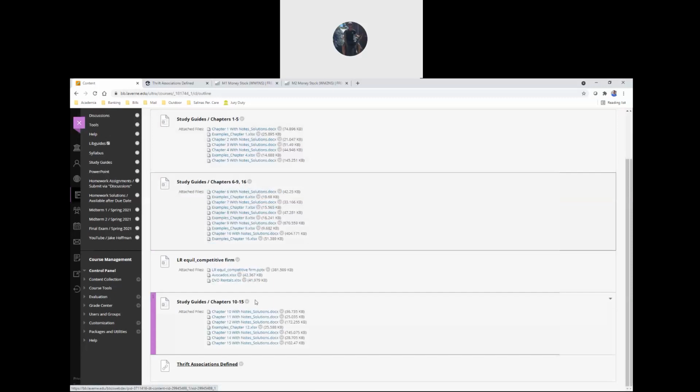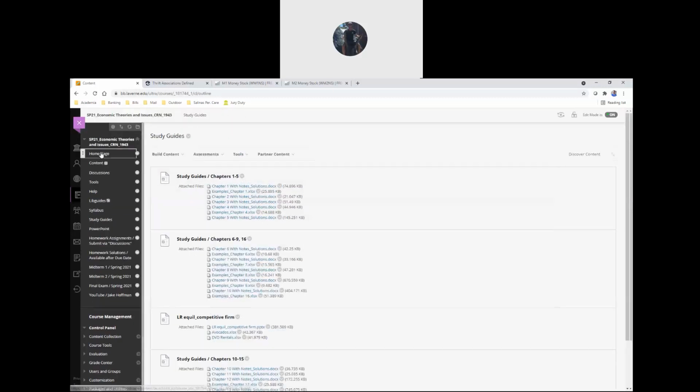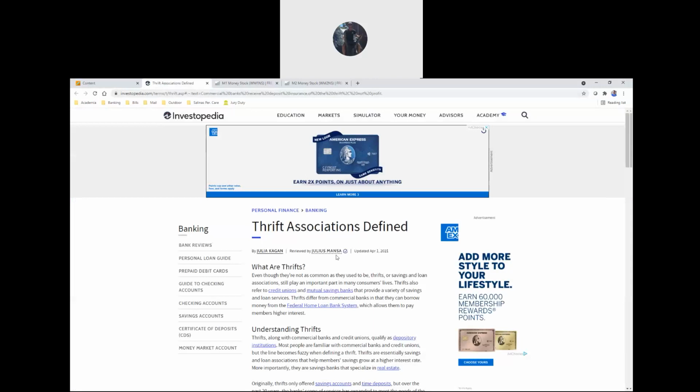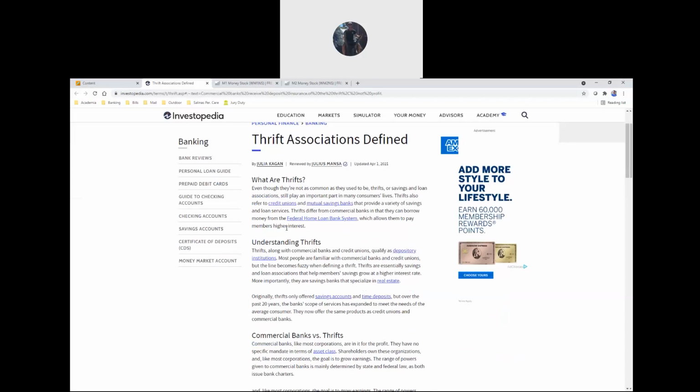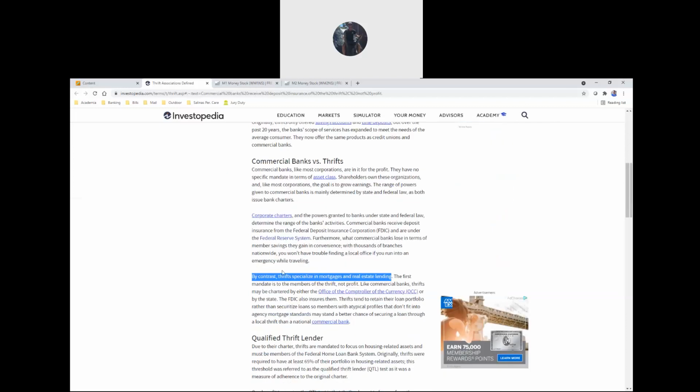I put a link right here for thrifts because I wanted to include a definition. If you click on that, it'll take you here. There's a little description on thrifts in contrast to regular banks or commercial banks. The main difference is you can do your banking at thrifts. You can get checking and savings accounts. But the big difference here is that thrifts specialize in mortgages and real estate lending.